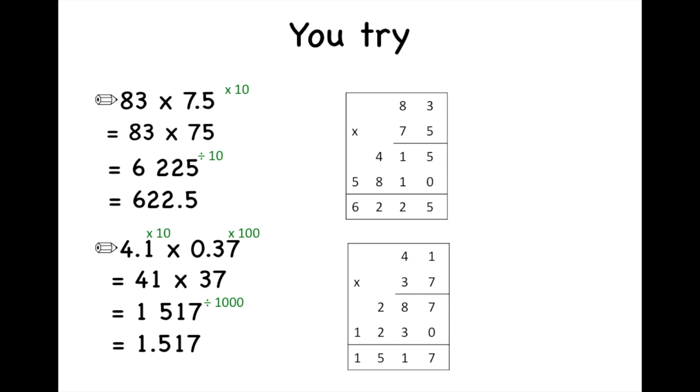And there you are. Don't forget, make the decimal point into a whole number by timesing by 10 if it's got one place after the decimal, timesing by 100 if it's got two places after the decimal. Multiply as normal and divide back by whatever you have multiplied here at the top. In this case, we multiplied by 10, so I have to divide by 10. On this side, I had to multiply by 10 and multiply by 100, and therefore my answer I would divide by 1000. That means dividing by 10 and then dividing by 100 again. So my final answer for the second question is 1.517.